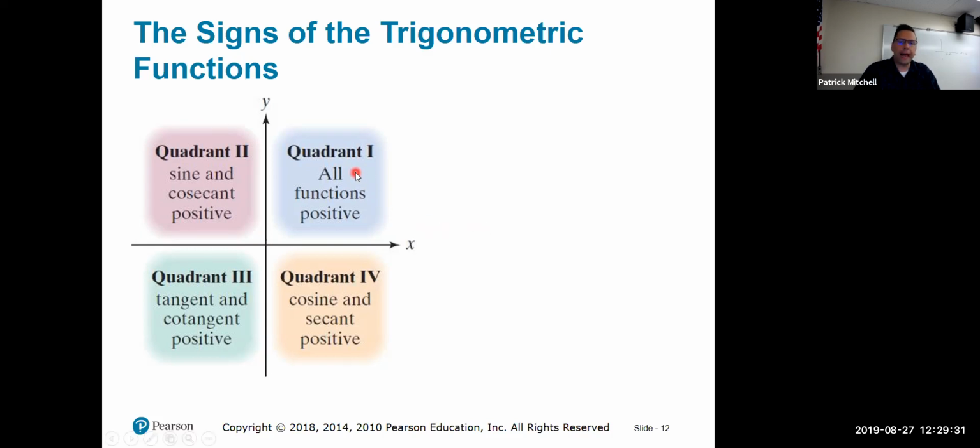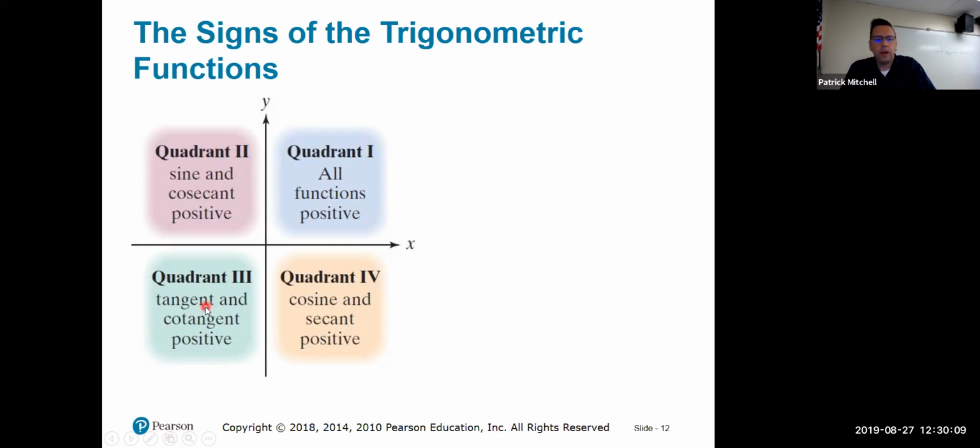In quadrant 1, x and y are both positive. So no matter what combination you have of x over r, y over x, that's always going to come out to be positive. In quadrant 2, x is negative, but y is positive. So that's going to make the cosine negative, right? Because the cosine is x over r. However, the sine is going to be positive because that's y over r. The tangent will also be negative because the tangent is y over x. Y is positive, x is negative.